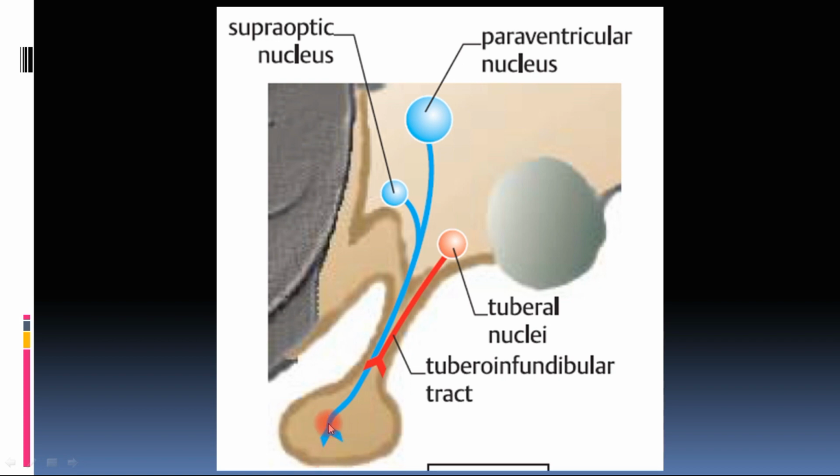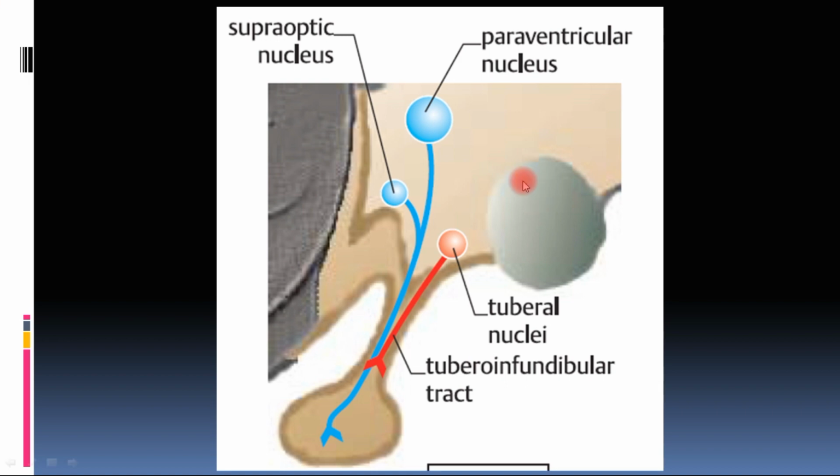These are the cell bodies of the neurons which arise from the supraoptic and paraventricular nuclei, and then they go to the hypophysis and secrete their neurohormones in the capillary bed of the posterior pituitary gland, and these hormones are oxytocin and vasopressin. The other efferent pathway to the pituitary gland is the tuberoinfundibular pathway.